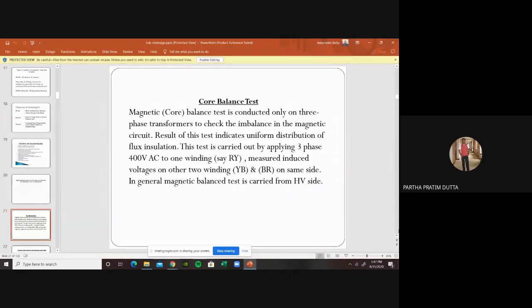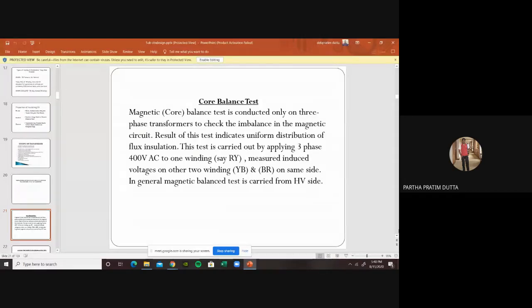Now I will come to them one by one. The magnetic core balance test is conducted only on three-phase transformers to check the imbalance of the magnetic circuit. What we do in the core balance test is check whether the core is perfect or not, because we want to know that the flux is distributed uniformly when power is fed into the transformer, and whether the core is working properly. This test is very important.